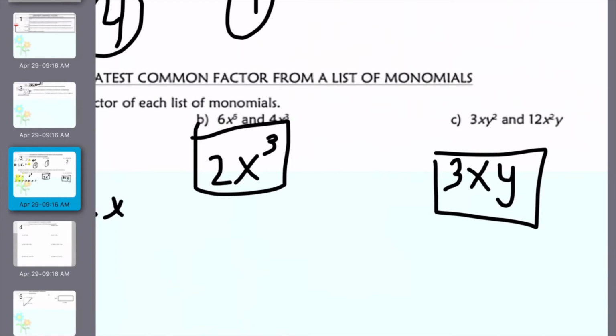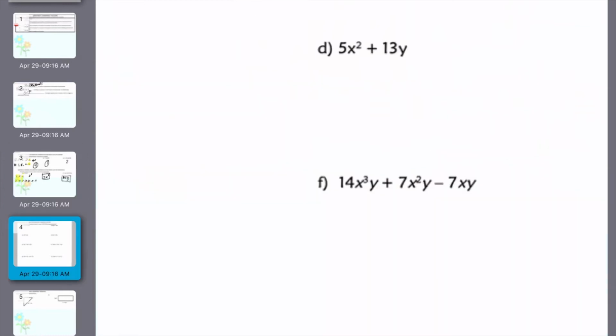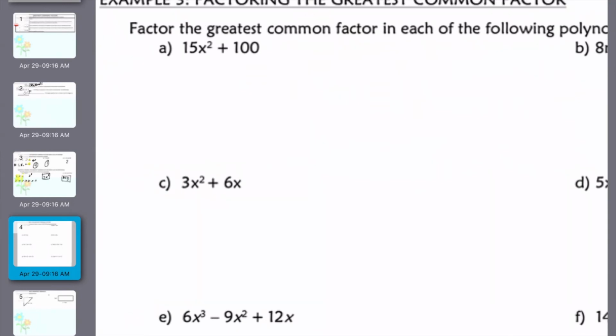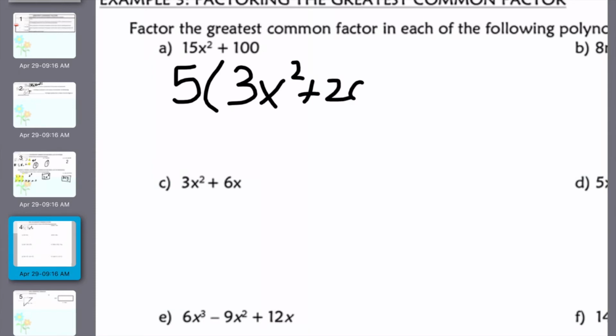Let's try a couple of different examples here. So I need to find the greatest common factor between 15x squared and 100. Well, the greatest common factor between 15 and 100 is just going to be 5. So it's almost like what I'm doing now is 15x squared divided by 5. Well, 15 divided by 5 gives me 3, and I'm just left with x squared there. And 100 divided by 5 gives me 20.